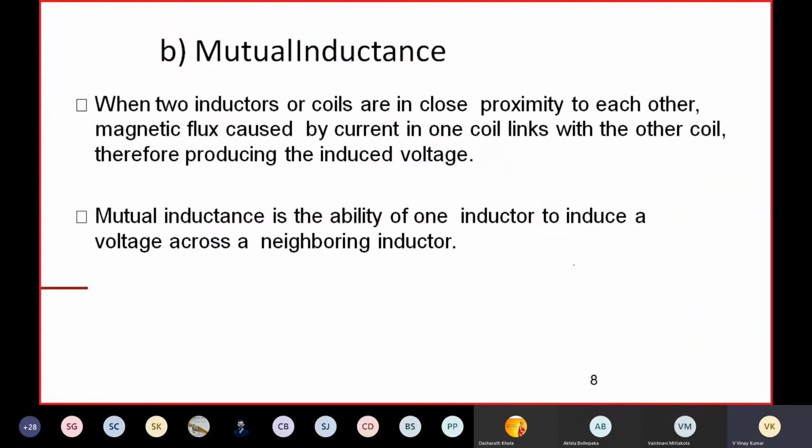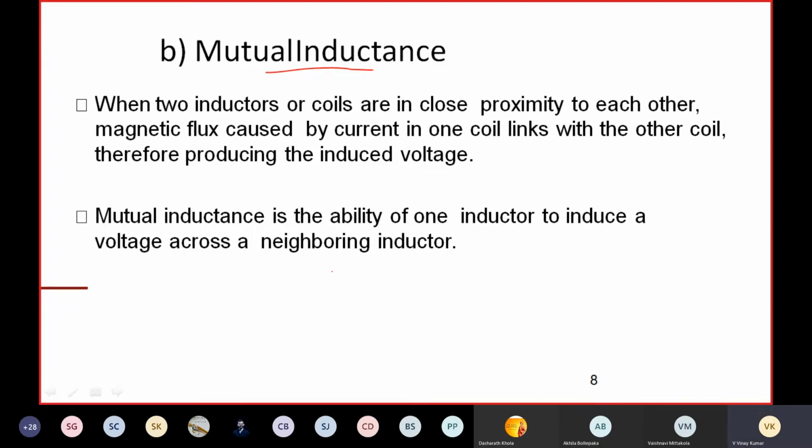Coming to mutual inductance. Here it is the property of an inductor to produce EMF in a neighboring coil.